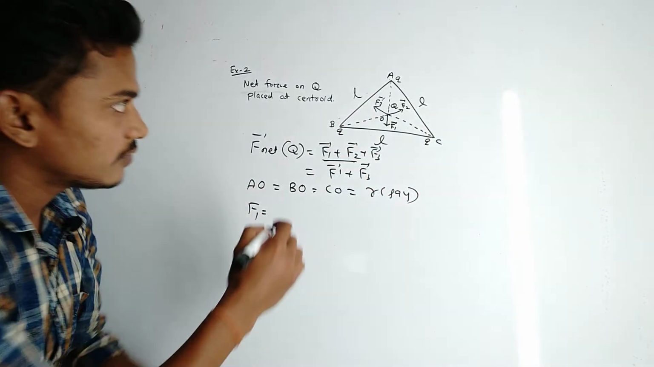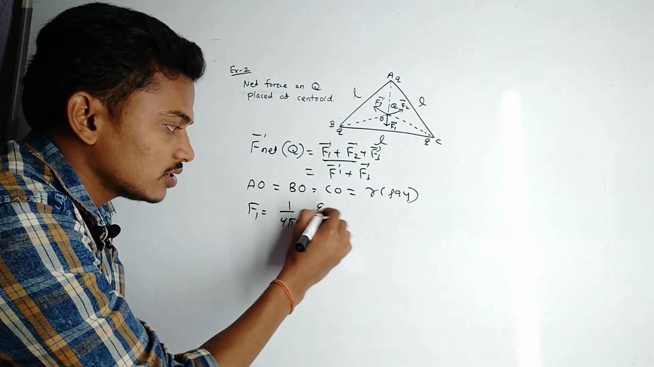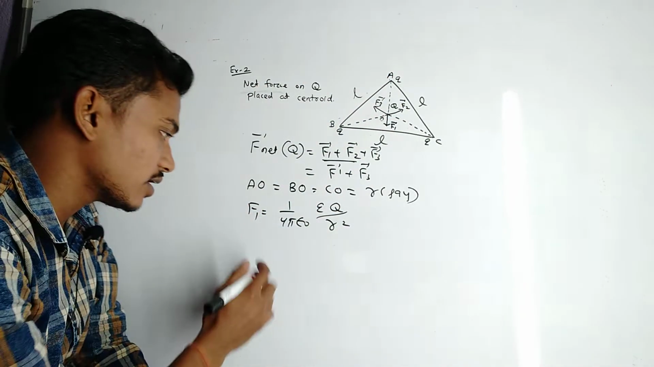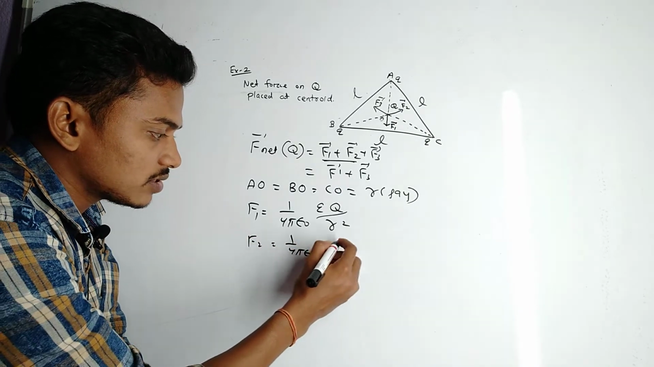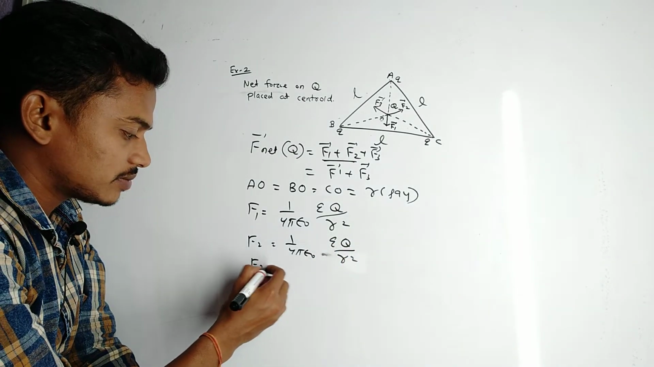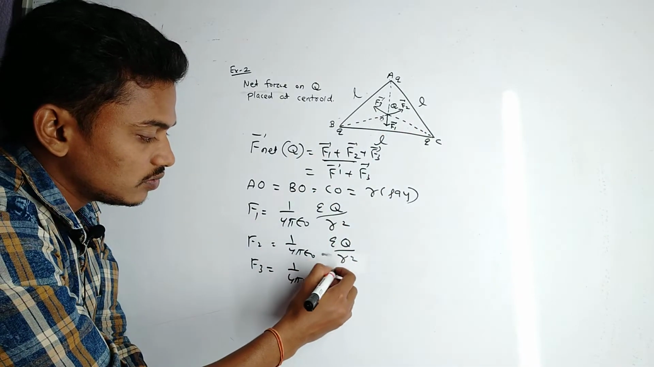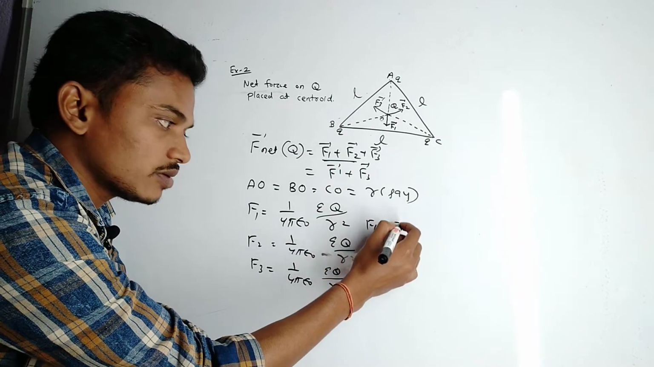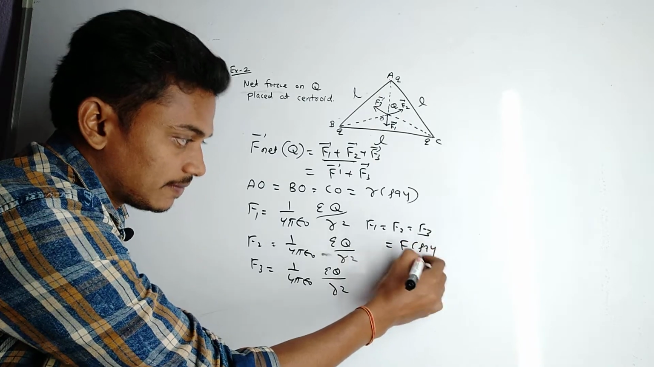F1 is the force between small q and capital Q, that is 1 by 4 pi epsilon naught, small q capital Q by this distance AO square, that is R square, and F2 is also 1 by 4 pi epsilon naught small q capital Q by R square, and F3 is also 1 by 4 pi epsilon naught small q capital Q by R square. You see here that the magnitudes of F1, F2 and F3 are the same.